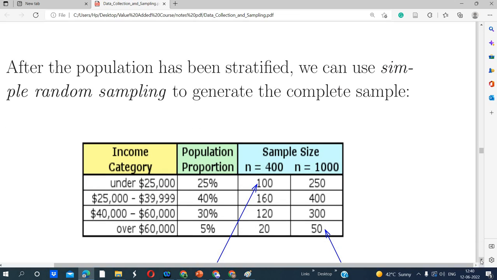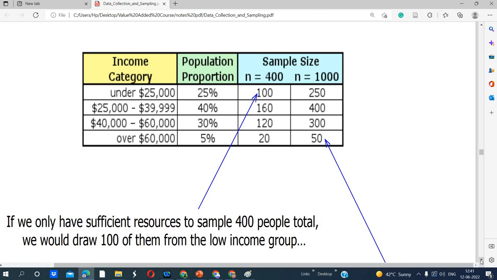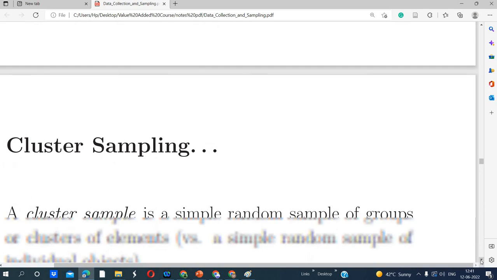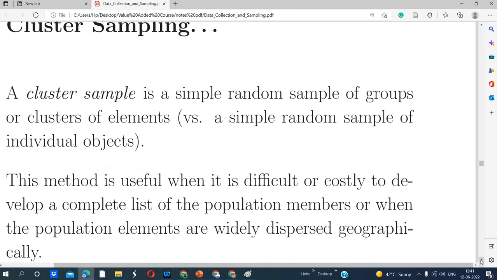After the population has been stratified, we can use simple random sampling to generate a complete sample. There is another method also, called cluster sampling, like for a food business. Suppose you want to start a fruit business, and the two famous fruit markets are Gold Market and Kalyanpur. So there is a cluster.